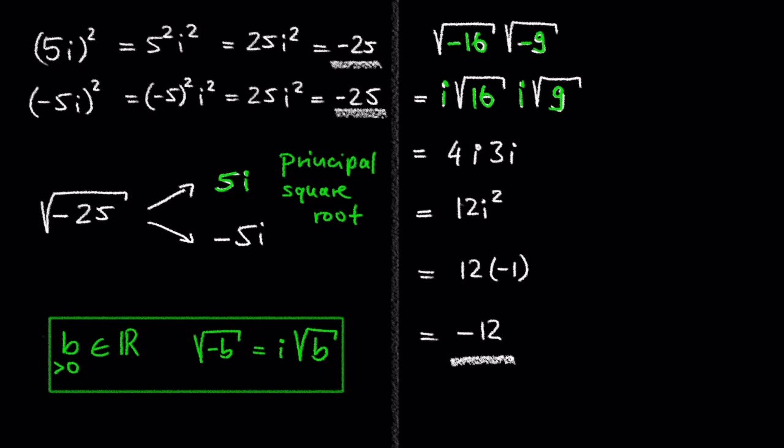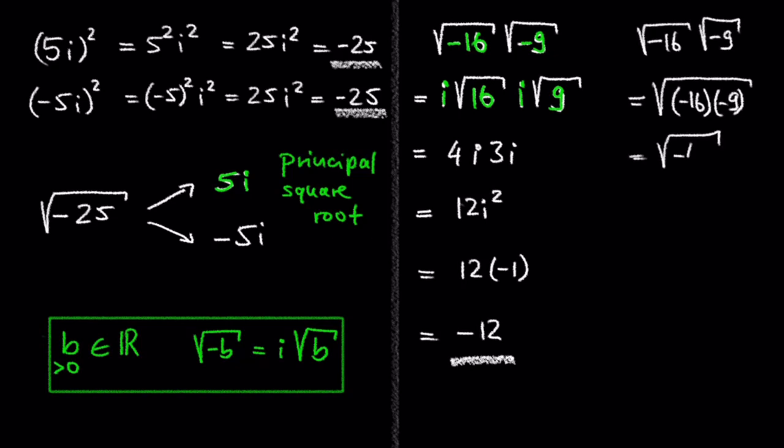Again, don't make the mistake and multiply the square root of negative 16 by the square root of negative 9 to get the square root of negative 16 times negative 9, which is the square root of 144, which is then 12. This is wrong. Again, this is wrong because the product rule for radicals doesn't work for negative numbers.